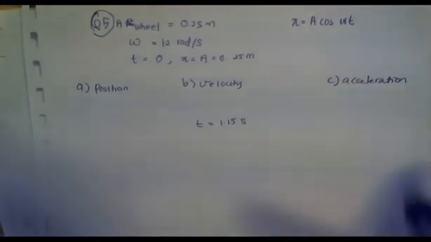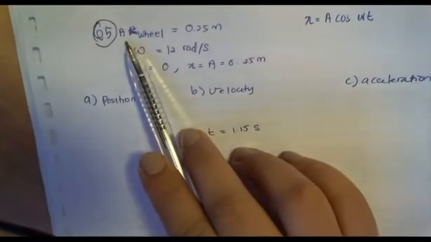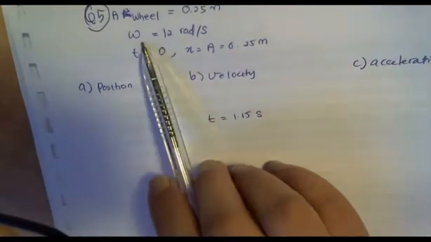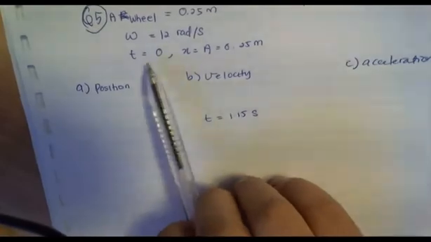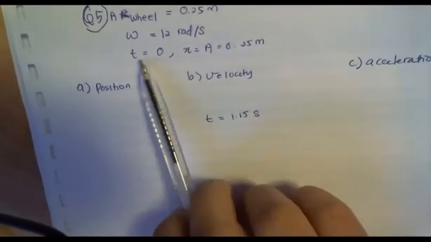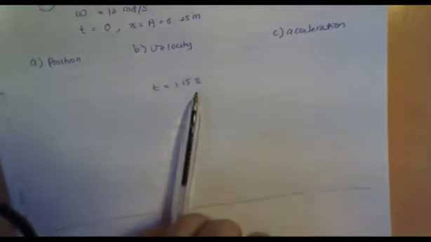So I already took out all the information for you. You have your radius, or the maximum amplitude of the piston. You have your angular frequency. You have your time and the position of the piston when time is equal to 0. So you are asked to find the position, the velocity and the acceleration when t is equal to 1.15.